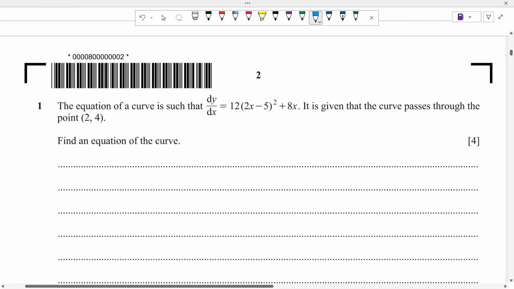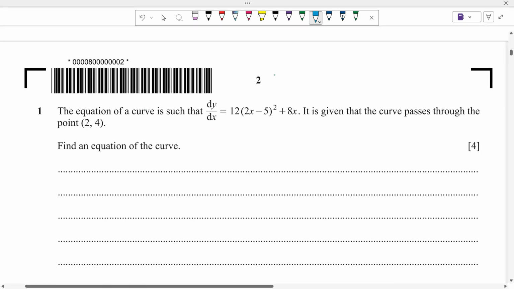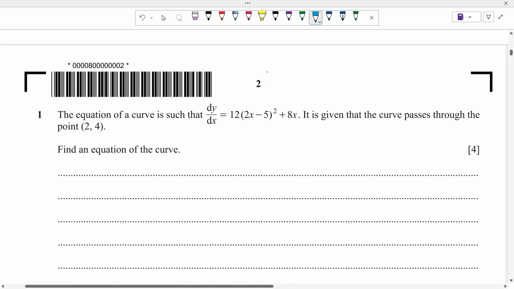The equation of the curve is such that dy over dx is equal to 12 times (2x minus 5) whole squared plus 8x. It is given that the curve passes through the point (2, 4). Find the equation of the curve. We are given dy over dx and we need to find the equation of the curve, which means we need to find y.